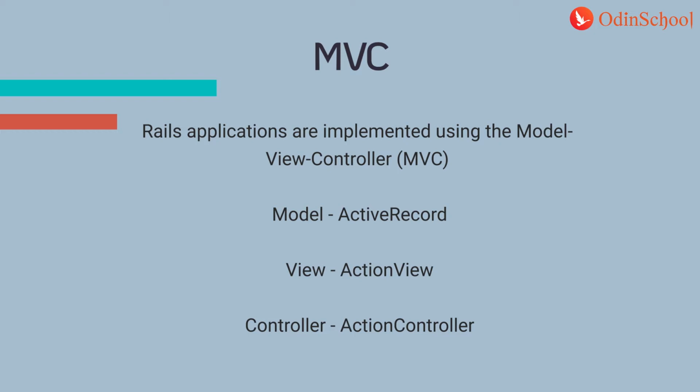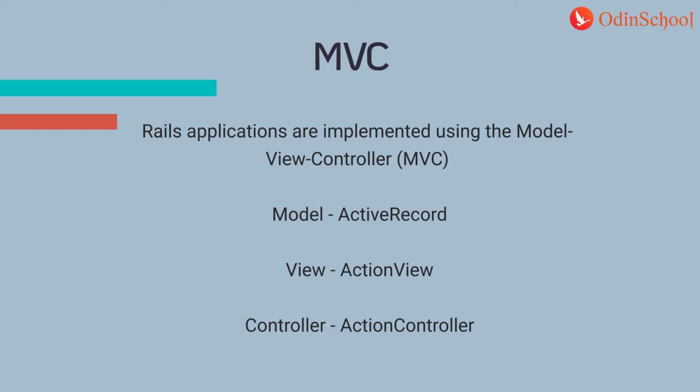So when it comes in terms of Rails, model will be denoted as Active Record, view will be denoted as Action View, and controller will be denoted as Action Controller. So the technical component names are called Active Record, Action View and Action Controller in Rails. So you should know that MVC is nothing but model, view and controller. In terms of Rails, they will be called with their technical names.